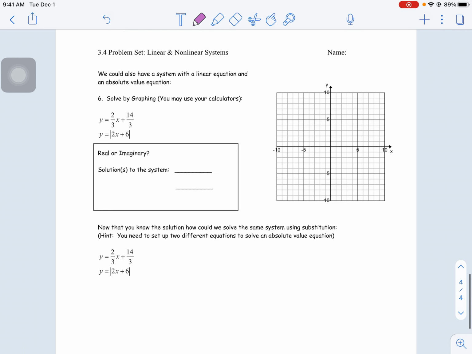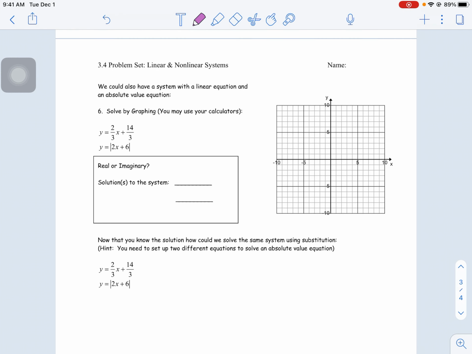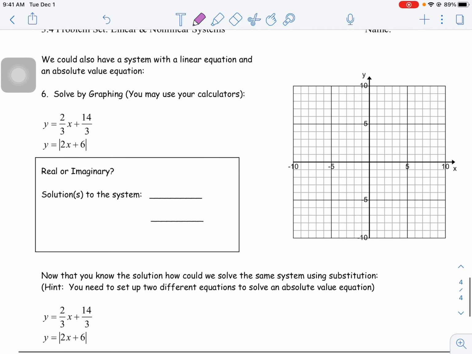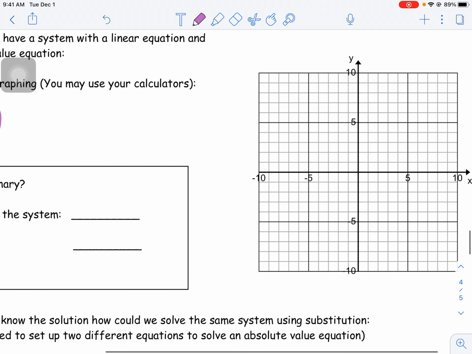Okay, the next thing that we're going to look at is that we could have a system with linear equations and an absolute value equation. So this says solve by graphing. You may use your graphing calculator, but I don't think we need one. Let's try to do this just by hand. So this is saying 14 thirds is where this is crossing at. So 14 thirds would be, 15 thirds would be 5. So 14 thirds would be 1/3 less than 5.